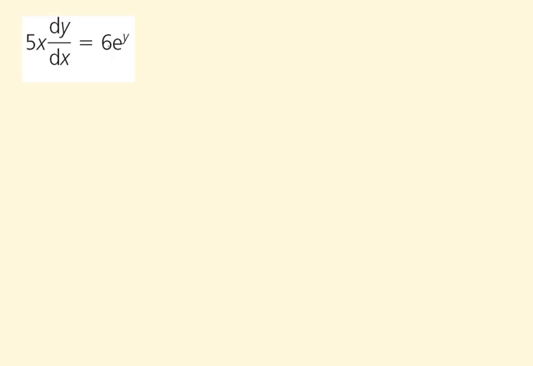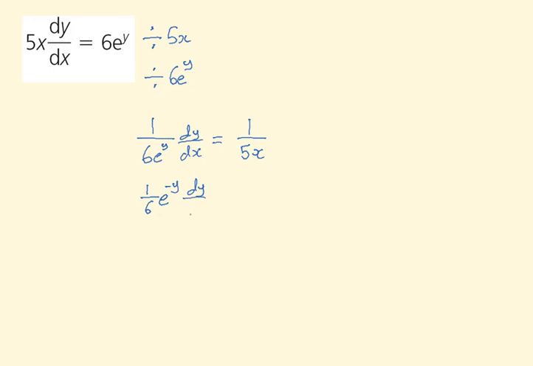This time we've got the x's on the left and the y term on the right, and we need to swap them over. So by dividing by 5x and also dividing by 6e to the y, and I'm going to do those both steps together just to try and be slightly more efficient, we get 1 over 6e to the y dy by dx equals 1 over 5x. And don't forget that 1 over 6e to the y is the same as a sixth e to the minus y. And that's quite useful when you're trying to integrate, to just put it in that form.